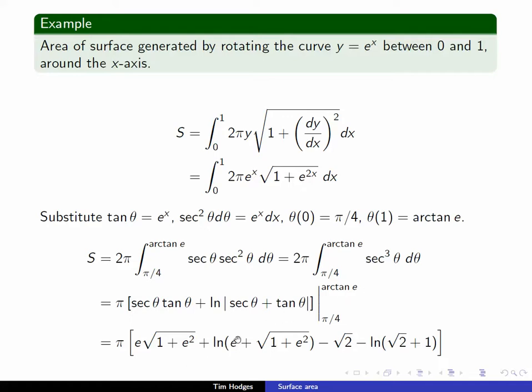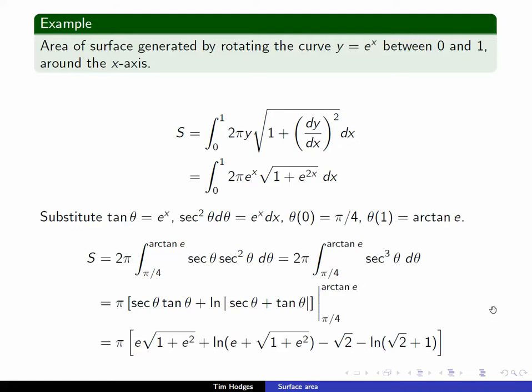But anyway, since secant of arctan of e is root 1 plus e squared, the first term becomes this, and the second term becomes the log of e plus root 1 plus e squared. And then likewise, when we evaluate at pi over 4, secant pi over 4 is root 2, tangent pi over 4 is 1, so we get minus root 2 minus log root 2 plus 1. And that's our final answer.